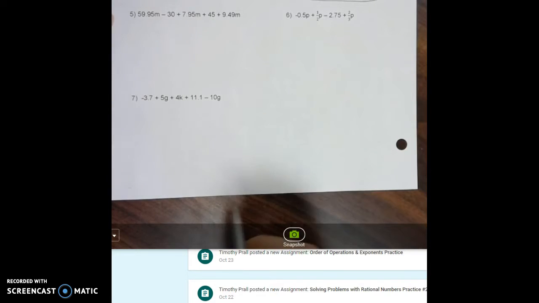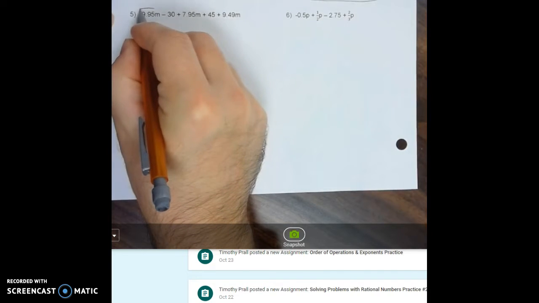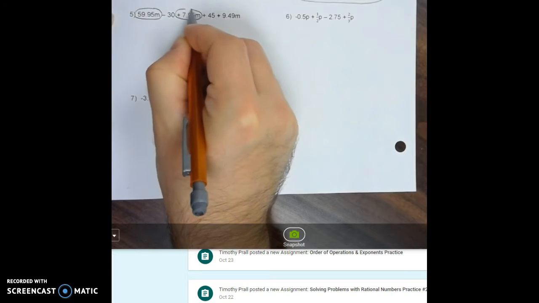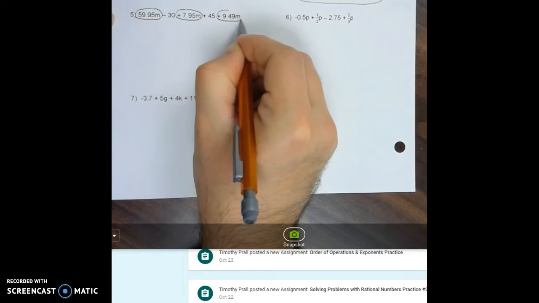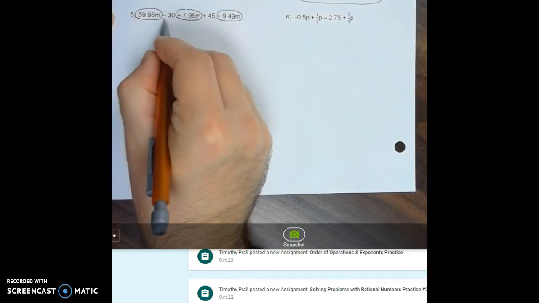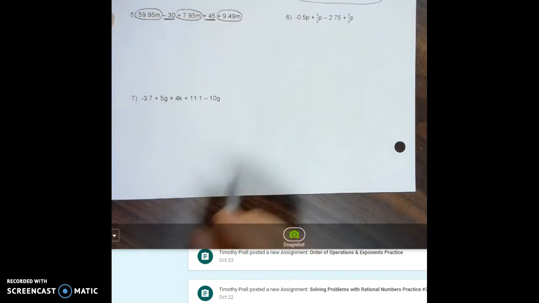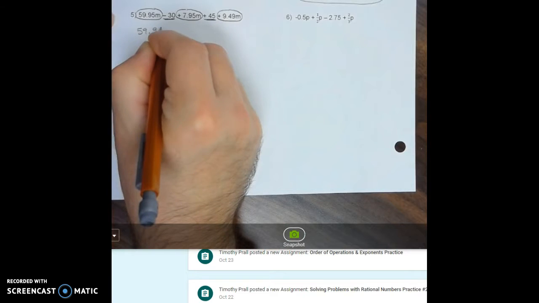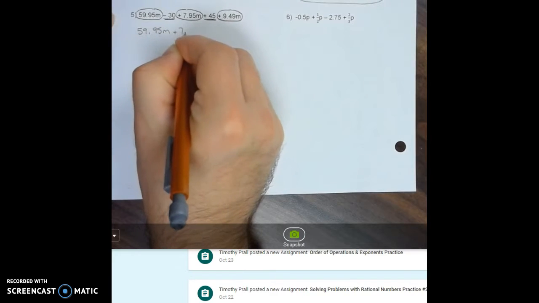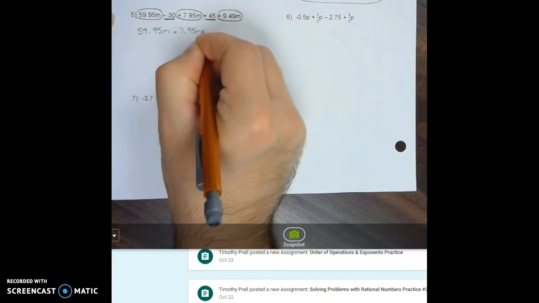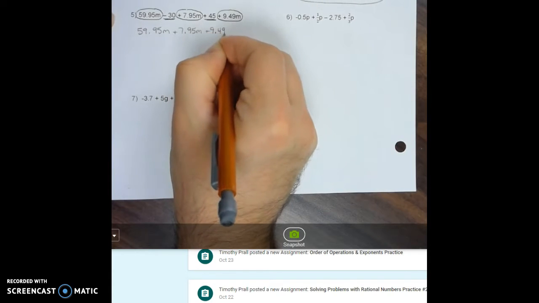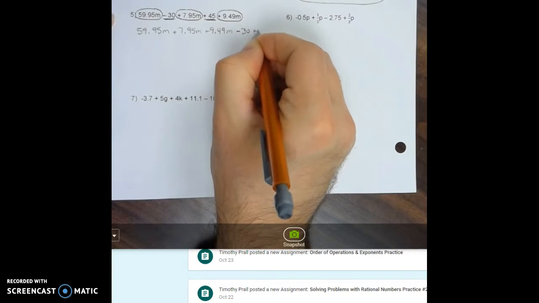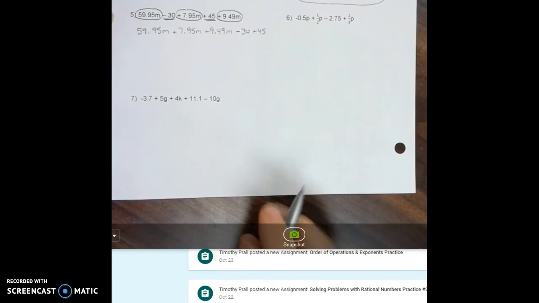In number 5, I'm going to put circles around my variable terms, 59 and 95/100ths m, 7 and 95/100ths m, 9 and 49/100ths m. I'm going to underline negative 30 and positive 45, which were my constants. Now I'm going to rearrange it with my variable terms out front. Okay, so I'm just bringing everything down here, paying attention to my signs. And now my constants are negative 30, so minus 30, and then plus 45.